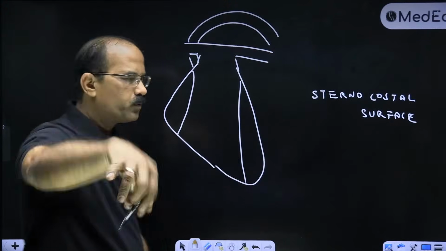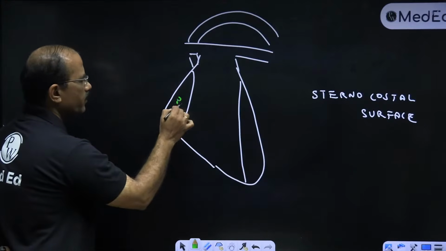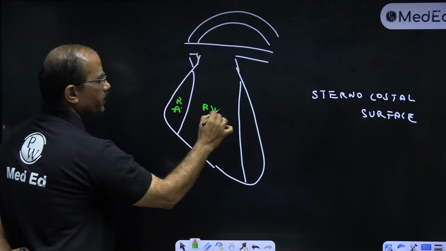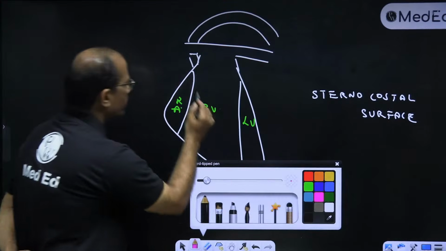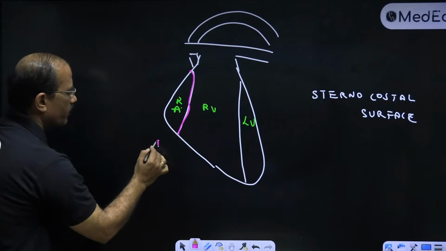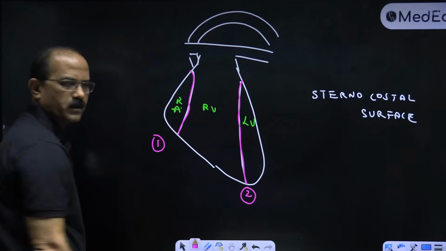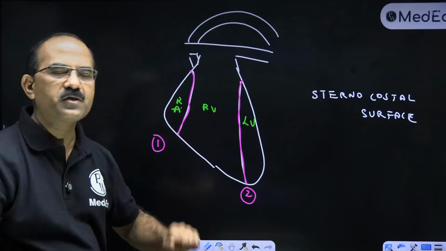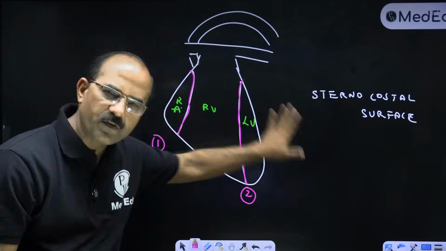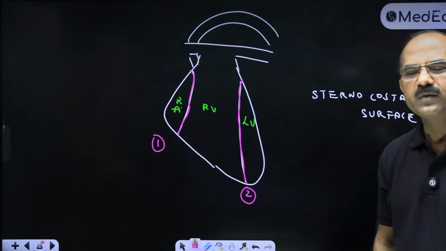I'm telling you the blood supply of the heart. So now you tell me what is this chamber? Right atrium. This is the right ventricle. That's the left ventricle. Fine. What is this groove? Number 1. And what is this groove? Number 2. So the sternocostal surface of the heart is made up of right atrium, right ventricle and left ventricle. What is groove number 1 and groove number 2?